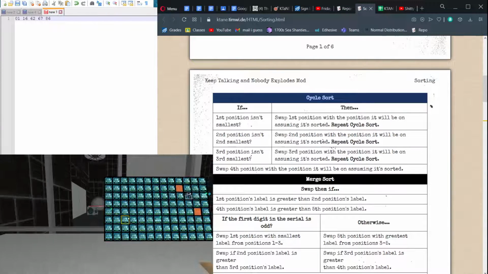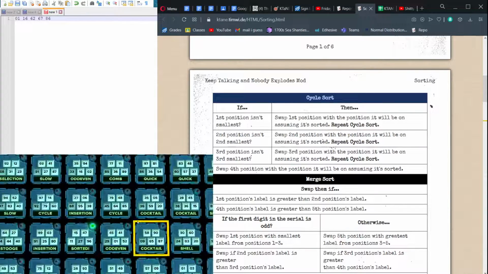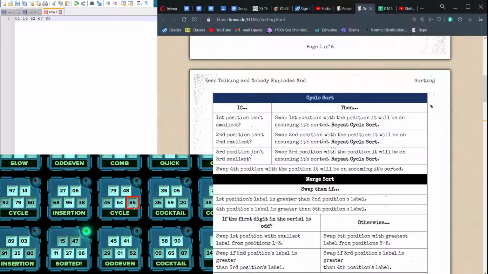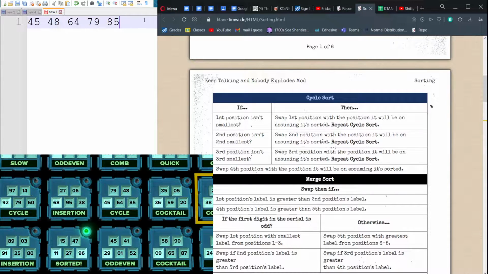However, that example was quick, and it does not entirely show what cycle sort is about, so I'll do this one as well. So the order for this one is 45, 48, and I just zoom in on this because there's nothing else for Notepad to fill. 64, 79, and 85.